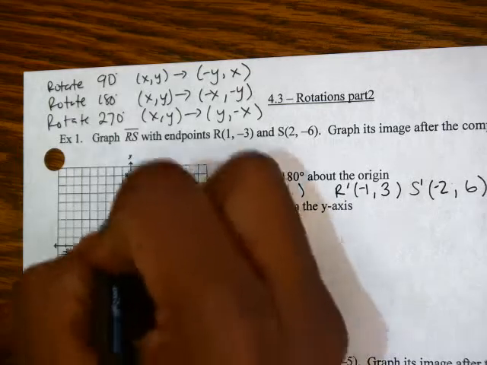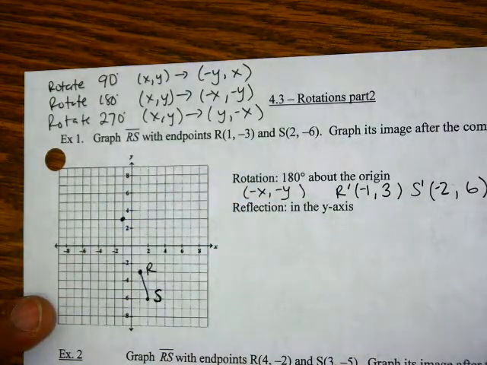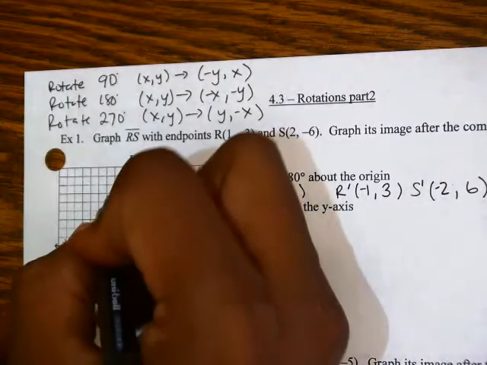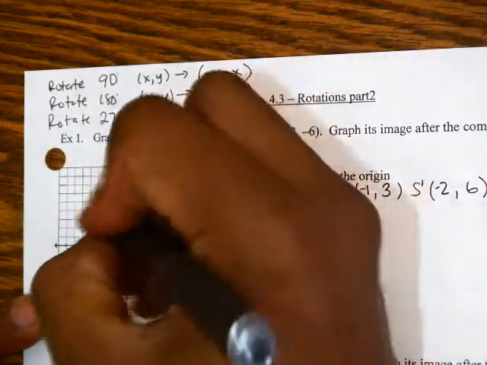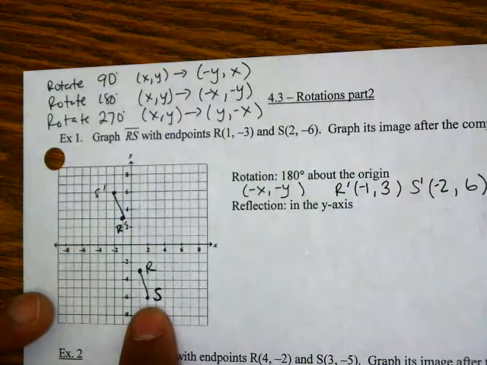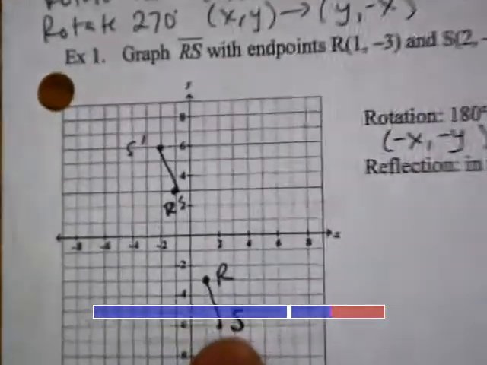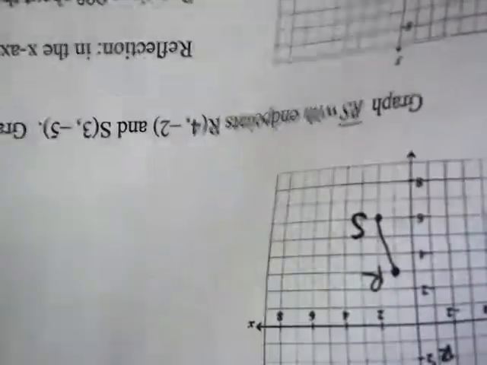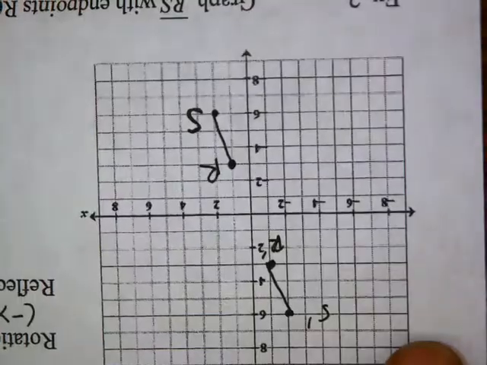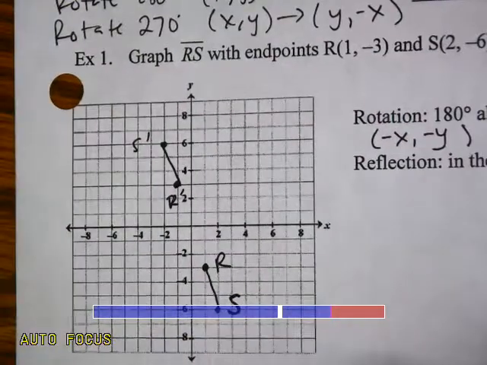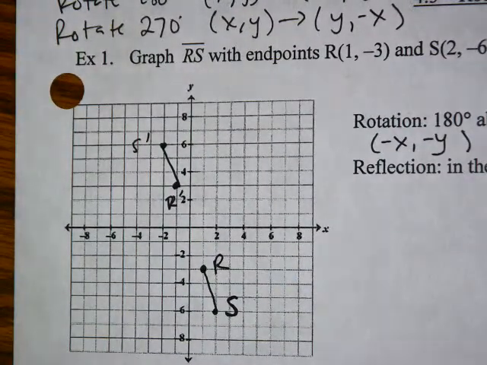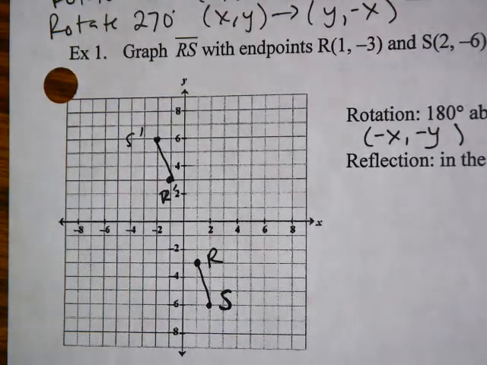So negative 1, 3 and negative 2, 6. This is R prime and S prime. You can kind of see that this RS is turned 90, then 180 degrees that way. So that's kind of how you want to check to make sure you did the correct rotation and applied the rule correctly. Now we have to take R prime and S prime and reflect it across the y-axis.